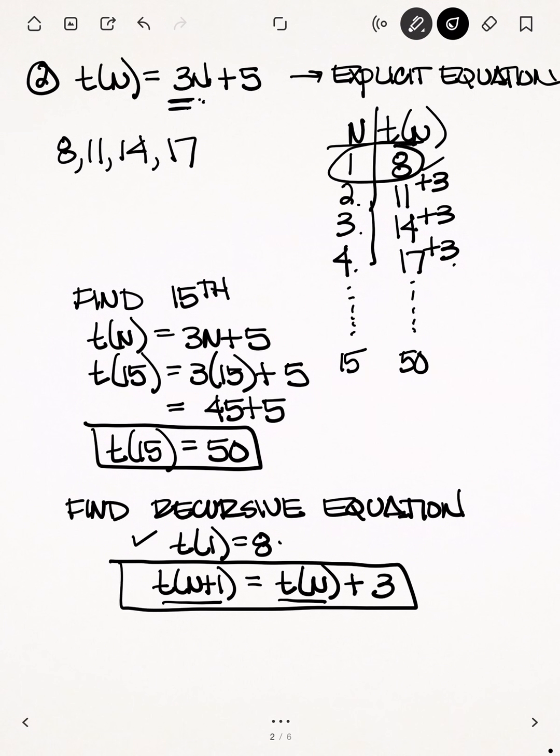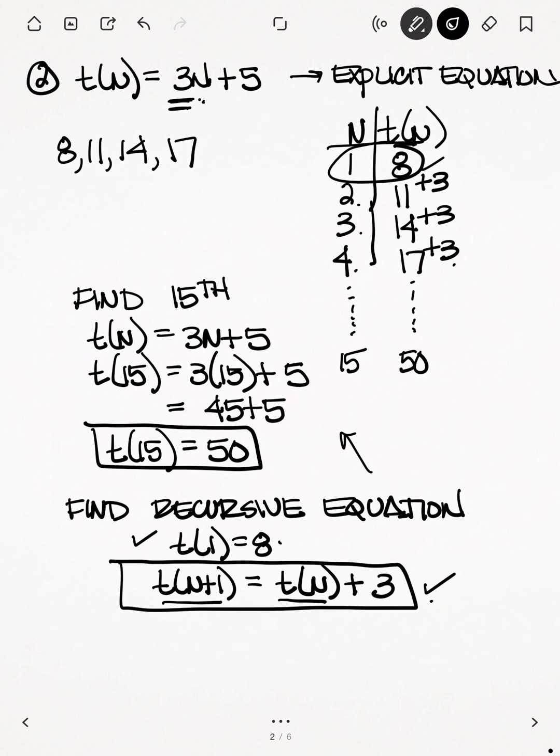Okay, now the last question here is, how would you find the 15th term if you only had this equation right here? Suppose we didn't have all this other information up here. We just have this. If you only had the recursive equation, what would you have to do to find the 15th term?